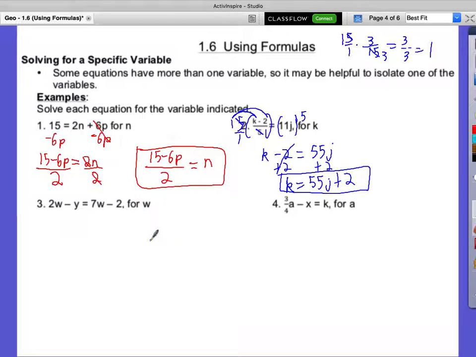Now when you get W by itself, what do you have to do with this 5? What do I do with that? Divide both sides by 5. And make sure we're dividing both sides. Divide both sides by 2.